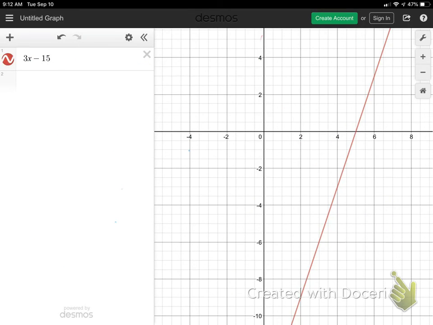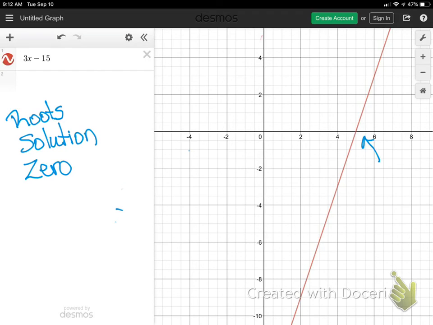I want you to find the roots of this function, the solution of this function, the zero of this function. Okay? When I say roots, solution, and zero, I am talking about the same thing. And what am I talking about? My x-intercept. This is what I'm talking about right here. X-intercept. The other way is where the graph crosses the x-axis.